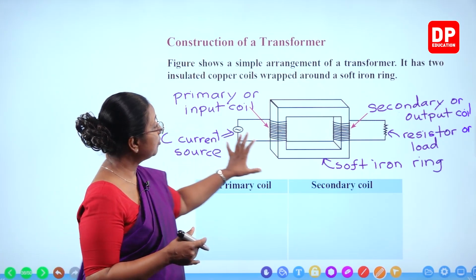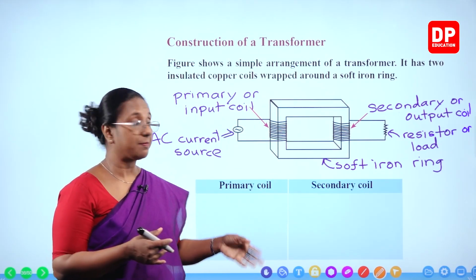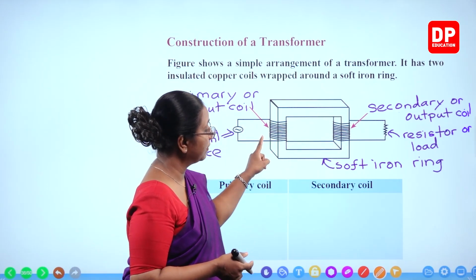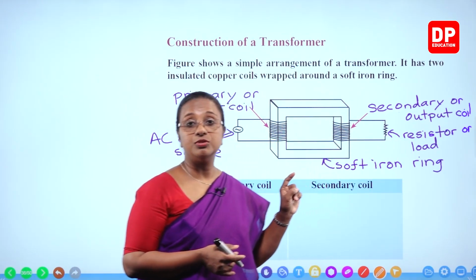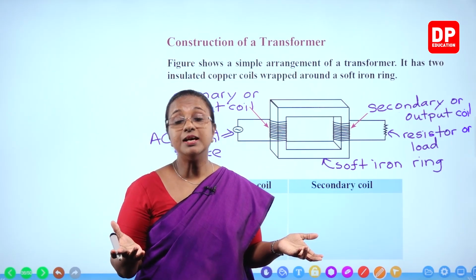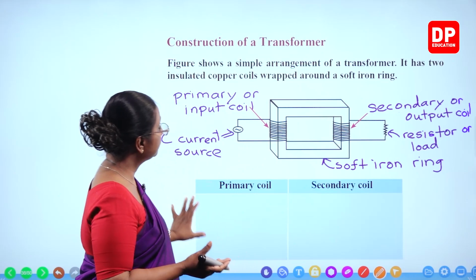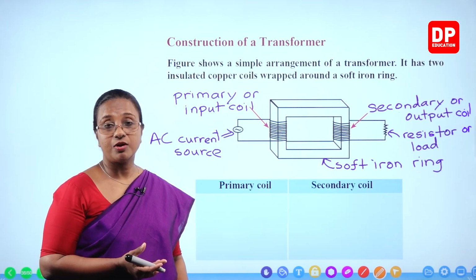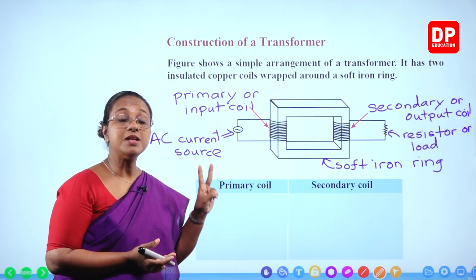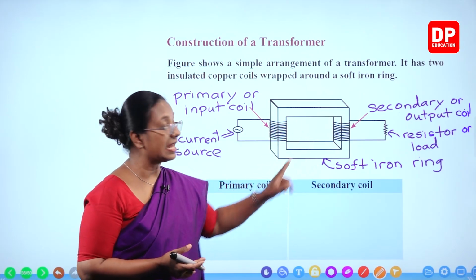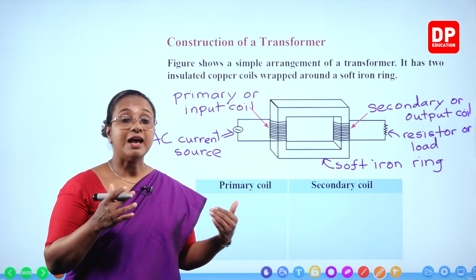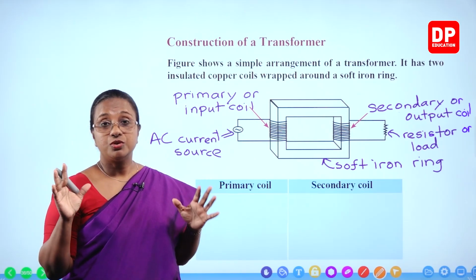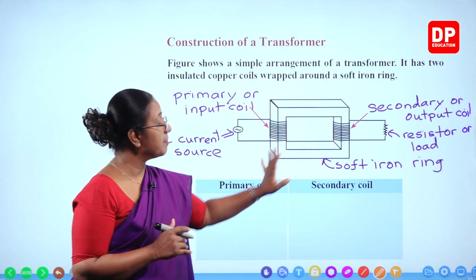So, you get the input current from the main household power supply. That will be the alternating input current. That will pass through the transformer and there you will connect it to the load or the resistor or the particular device. So, in this one, we have the primary coil and the secondary coil. Now, I said depending on the number of turns in the primary coil and the secondary coil, we have the step-up transformer and the step-down transformer. To do that, we need to know the number of turns.